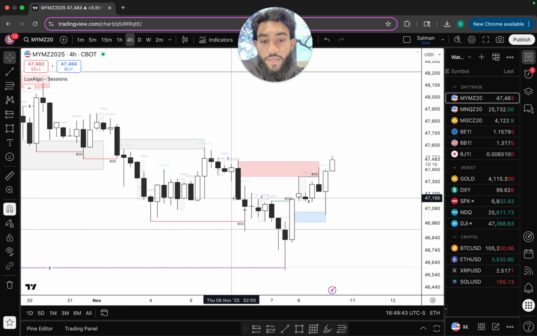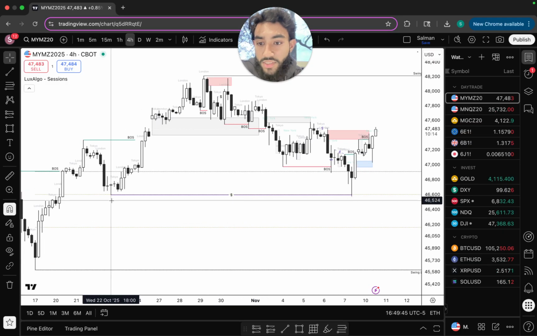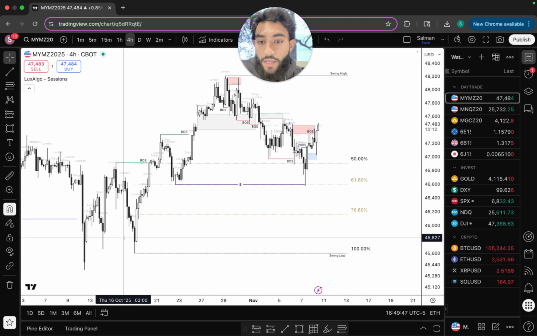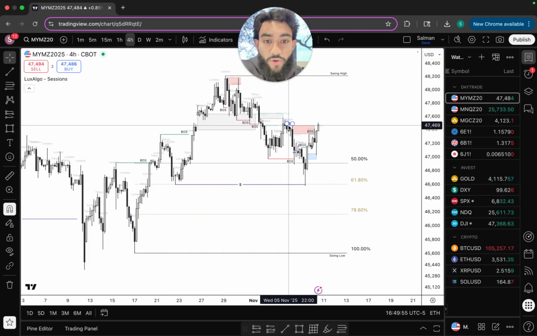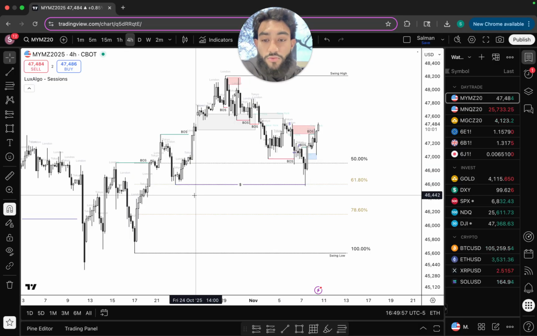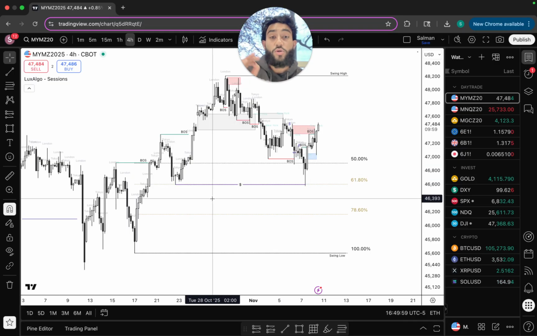4 hours, this is where you could really see. There was this low right here, all right? So this was a low that broke structure right here and caused the high. However, on Friday, price came down and it swept this low. Why is this important? This is called a liquidity sweep.